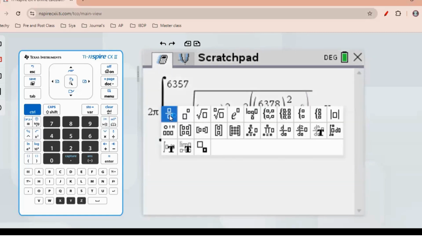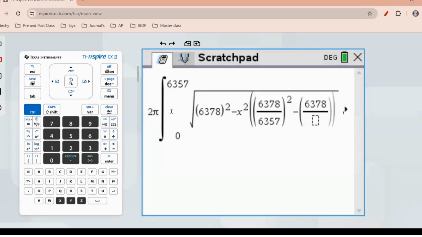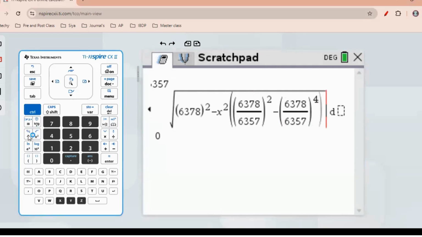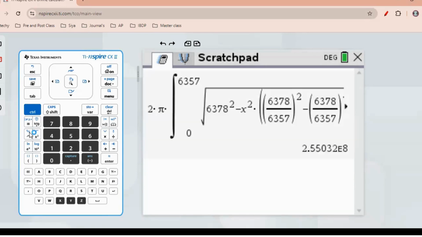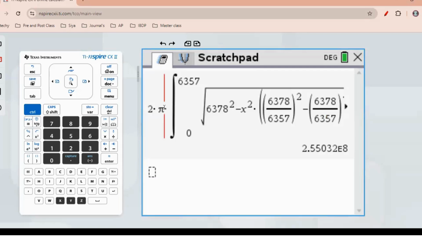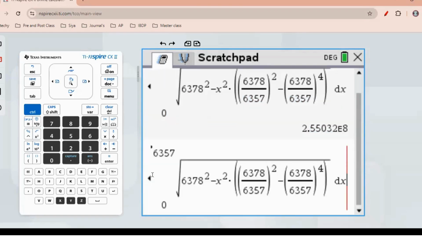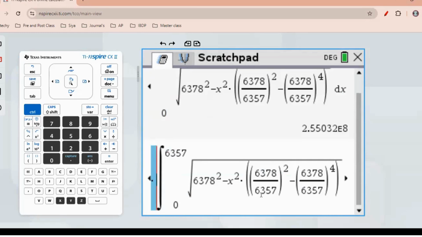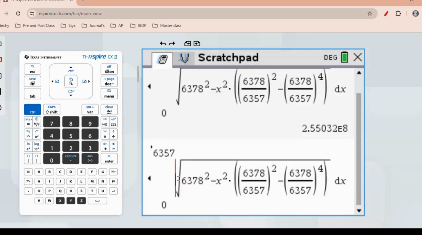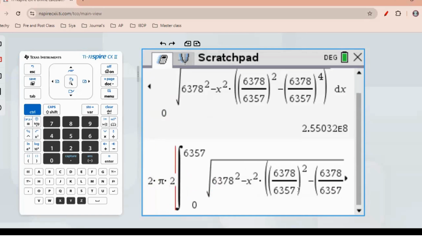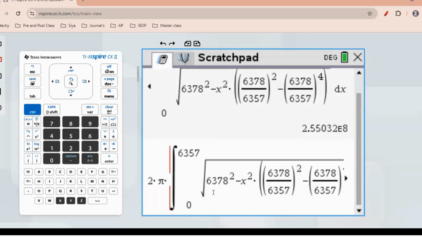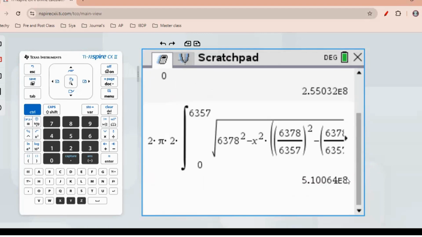So go for this, same 6378 by 6357 whole power 4. And then a dx is there. Let me check it once. Yeah, and we are integrating with respect to dx. And that's it. Let's click enter. Okay, it's actually 4 pi, so let me multiply with the 2 again. So same thing, but 4 pi. Okay, we can multiply one more 2. Yeah, so this is the answer we got.